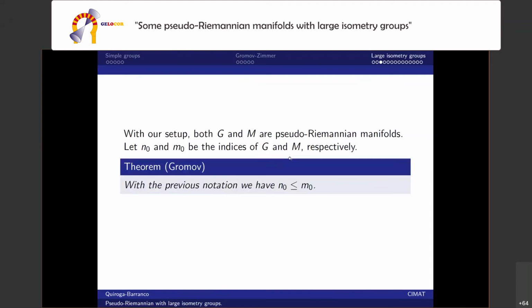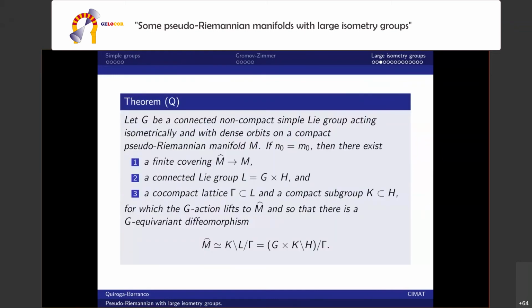Gromov proved that the index of G is less than or equal to the index of the manifold. So the question is whether there is some special behavior in the case of equality. And there is one. With my hypothesis, G is connected and acts isometrically on a compact pseudo-Riemannian manifold. If the indices are the same, then up to a finite cover, you can say precisely what manifold you have.